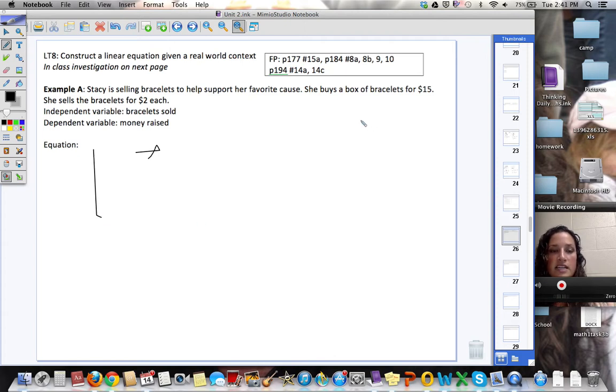So Stacy is selling bracelets to help support her favorite cause. She buys a box of bracelets for $15 and she sells the bracelets for $2 each. So remember, our independent and our dependent have nothing to do with numbers. So my independent variable is how many bracelets she sells, and that affects how much money she gets. So bracelets and profit, or bracelets and money. So my equation now, since it's independent and dependent, I'm going to have a y equals blank x plus.